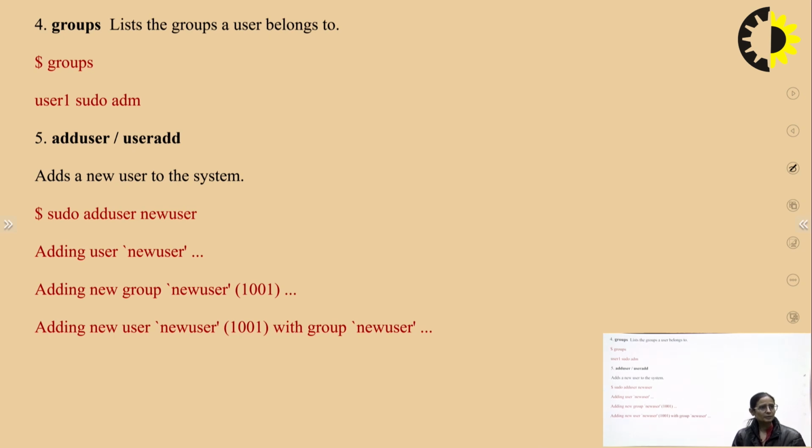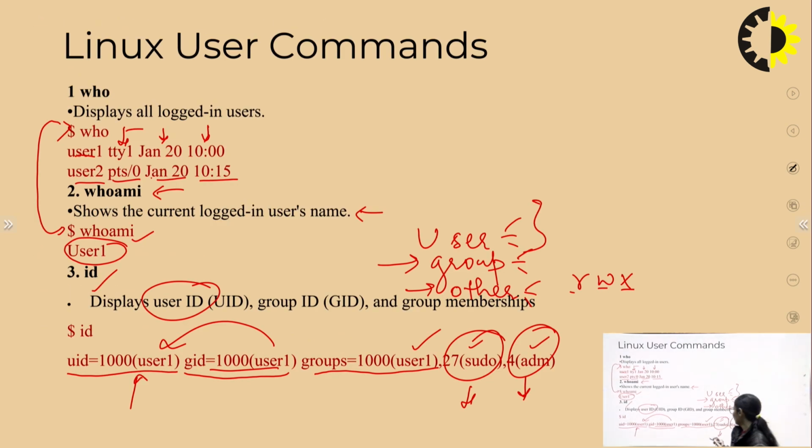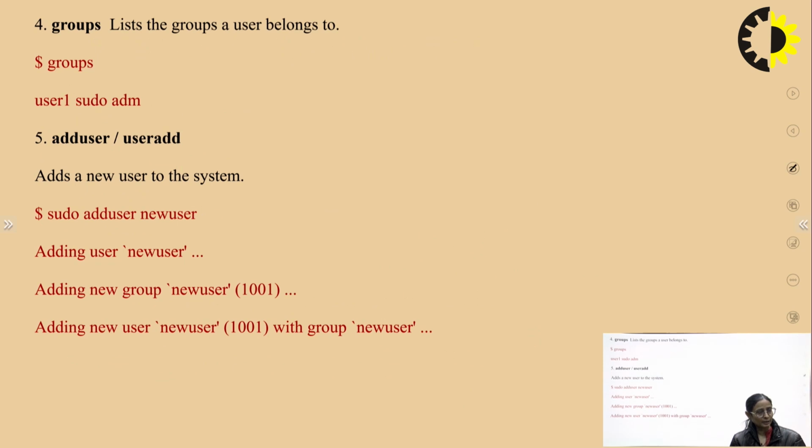Groups: this lists the groups a user belongs to. So these are my groups. If you look here, the id command provides the group names and the IDs associated with these groups. But if I only want the information about which groups I am associated with, and I am not concerned with the group ID, I will give the command groups. Here these are the three groups with which I am associated.